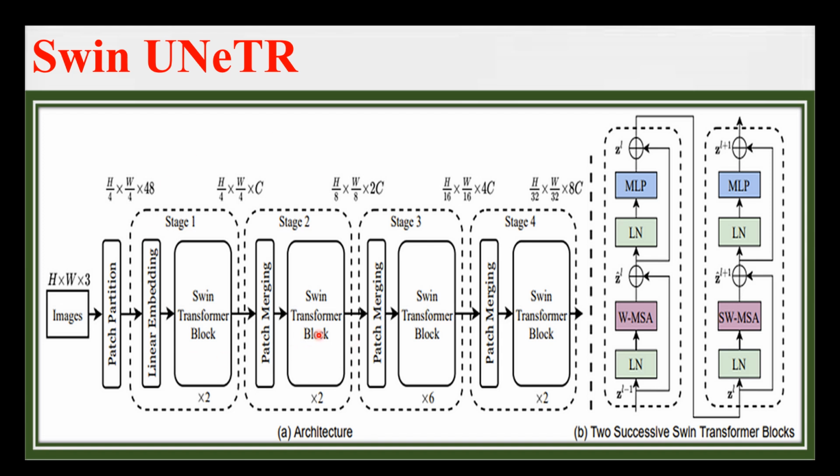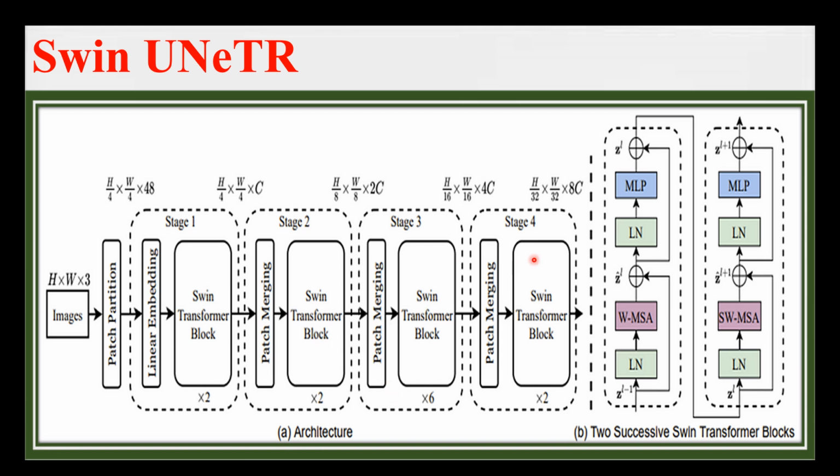First, it will have a backbone. So the backbone of Swin UNETR is the Swin transformer, which is a transformer-based network originally designed for image classification. Now this transformer architecture is well suited for image segmentation tasks because it can capture long-range dependencies in the input image.